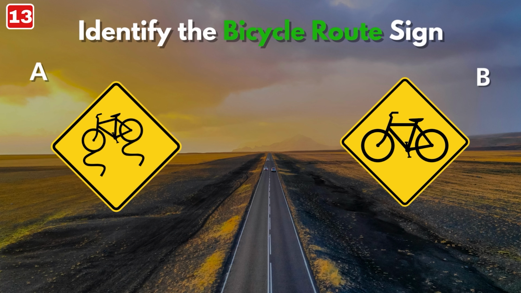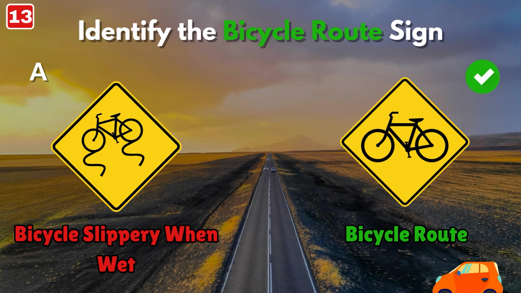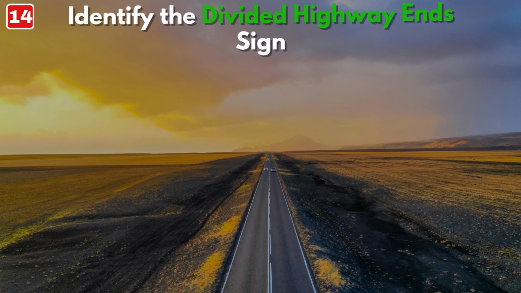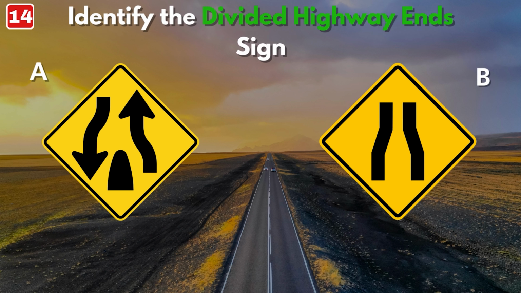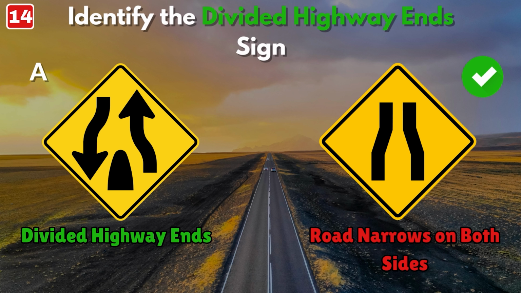Identify the bicycle route sign. Outstanding. B is the bicycle route sign. Identify the divided highway end sign. Impressive. A is the divided highway end sign.